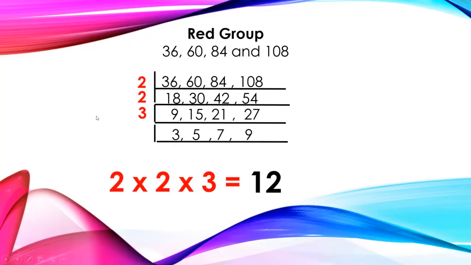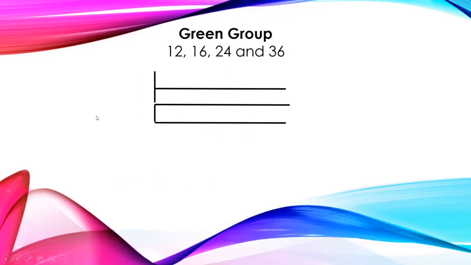Okay, next example. The next set of numbers are 12, 16, 24, and 36. So, let's align it horizontally. Okay, then as you have noticed, again, it is a set of even numbers. So, let's use 2 as their prime divisor.